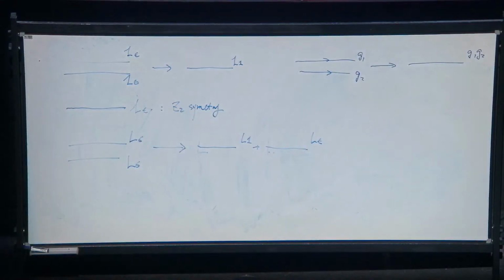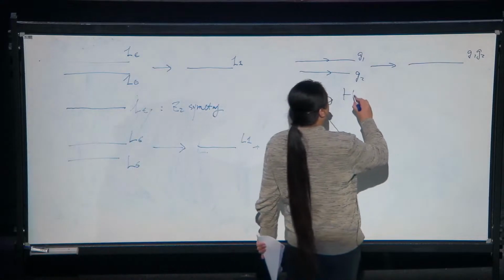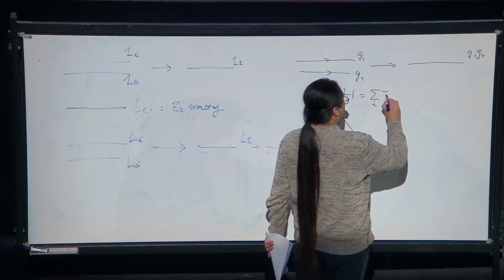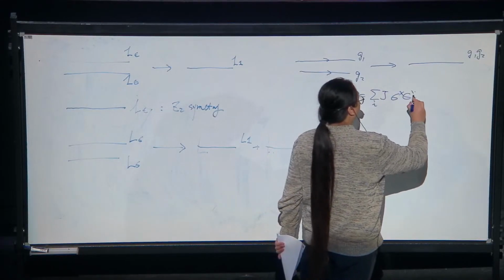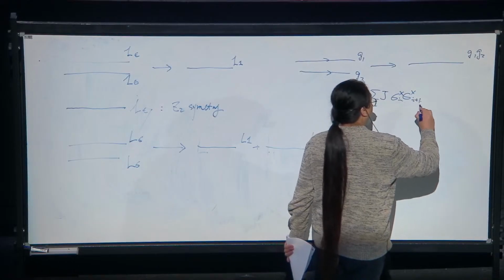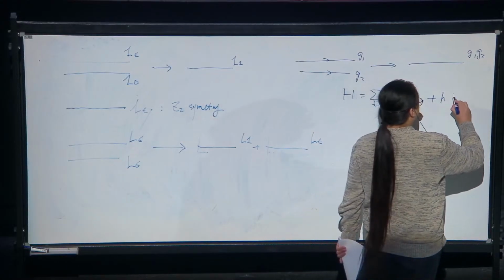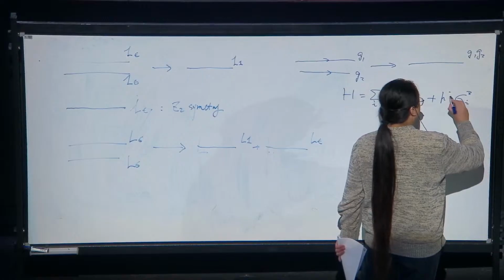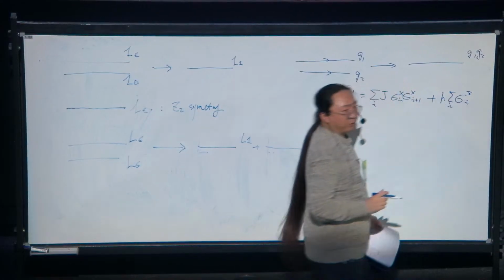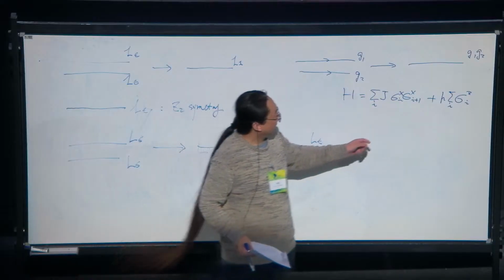We will be focused on these non-invertible symmetries because it's very useful. In fact, if you think about the transverse field Ising model, you have the Hamiltonian, which you can write as sigma_i^x sigma_{i+1}^x plus h sigma^z.